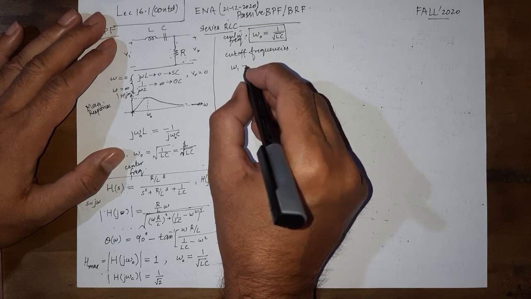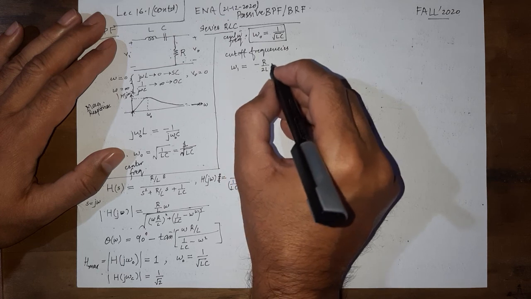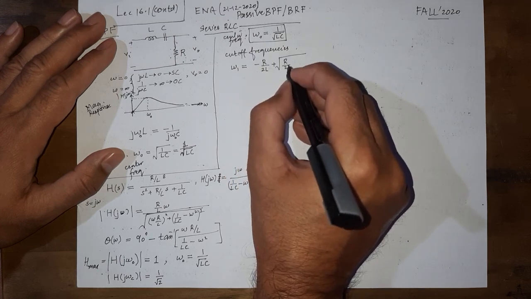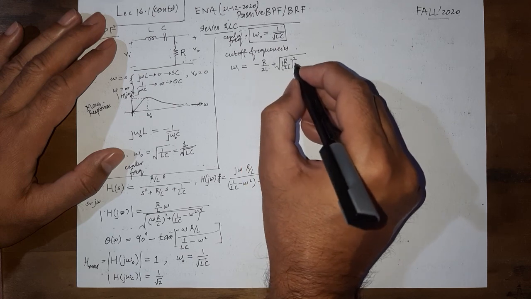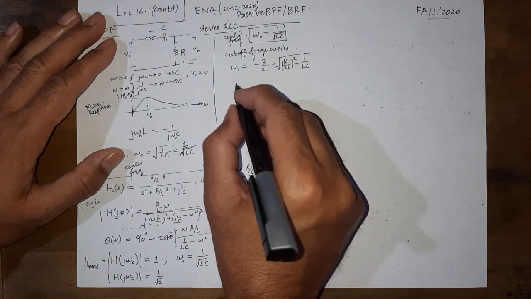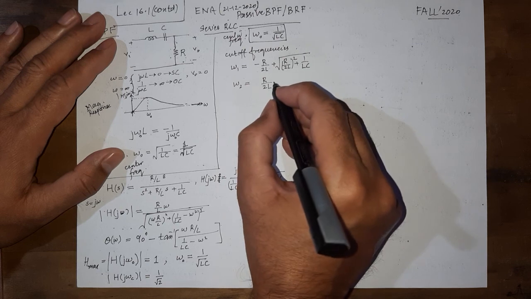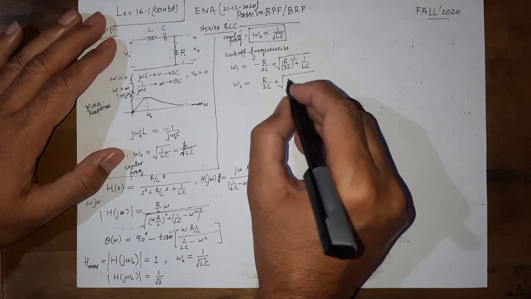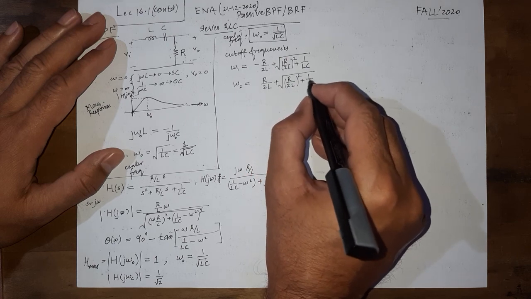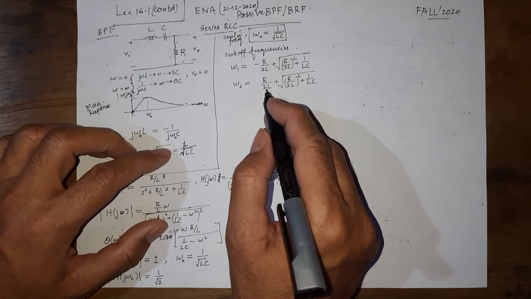Omega 1 will be equal to minus R over 2L plus the square root of (R over 2L) squared plus 1 over LC. And omega 2 would be equal to R over 2L, this is negative, this is positive here, plus the square root of (R over 2L) squared, these terms remain the same. So omega 1, omega 2 are found, the cutoff frequencies.